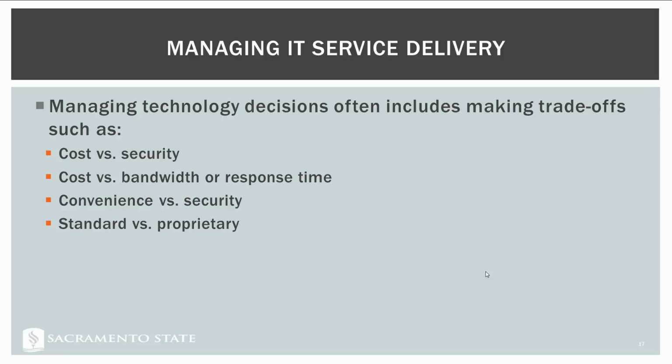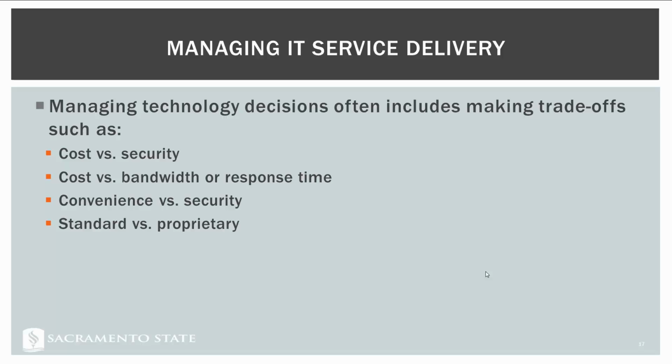For example, in this list, do we want security? Well, of course we do. How much security do we want? Well, that might become a balancing act between highly, highly secure or really, really expensive, okay? Because good security costs money. Additionally, good security also makes it a huge pain for your users, right?